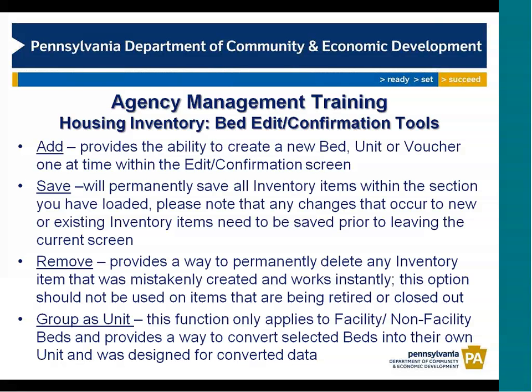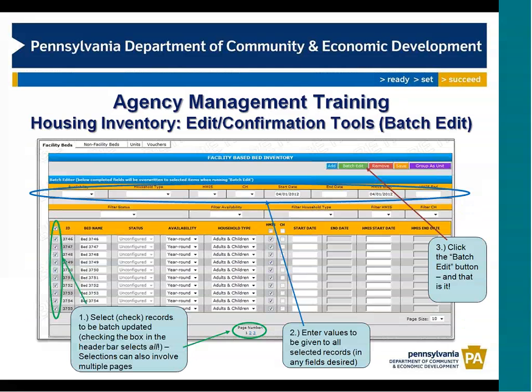The group is unit. This is actually one that's specifically just for inventory, just for beds. And as we said before, since we had to convert all data over to beds, this is kind of where it was designed for usage. Now you can use it in other areas. It also uses those checked features.